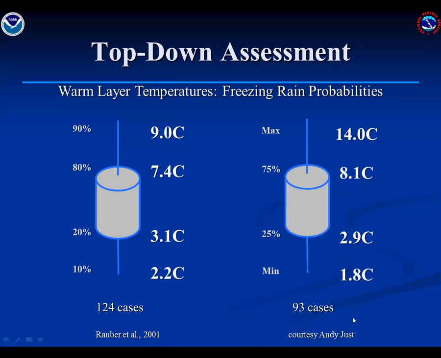Andy Just has 93 independent cases. While the box and whiskers isn't exactly the same, it starts at 25%, you see very similar numbers here. 75% of the population has warm layer maximum temperatures at 2.9 degrees Celsius or above for freezing rain.